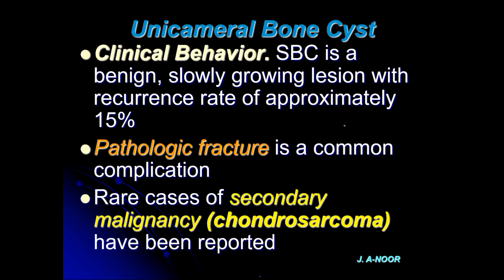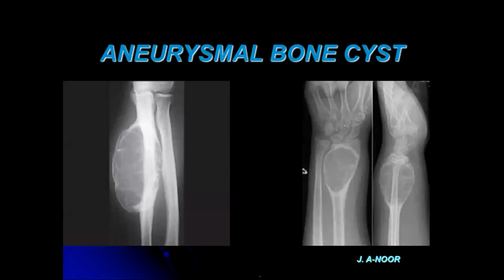The clinical behavior is benign. It's slow growing. Pathologic fracture is a common component. Rare cases of secondary malignancy have been reported; chondrosarcoma has been reported. You should keep this in mind. Aneurysmal bone cyst. Any questions on unicameral bone cysts?